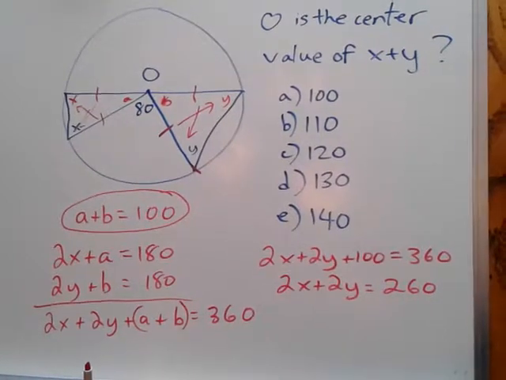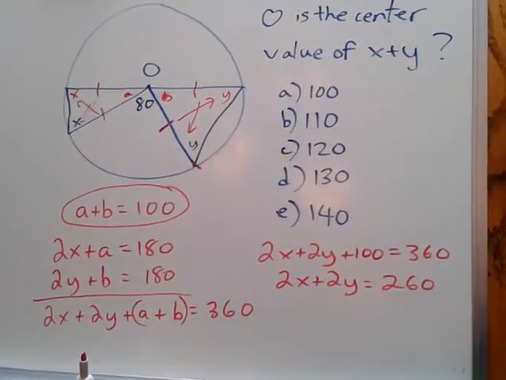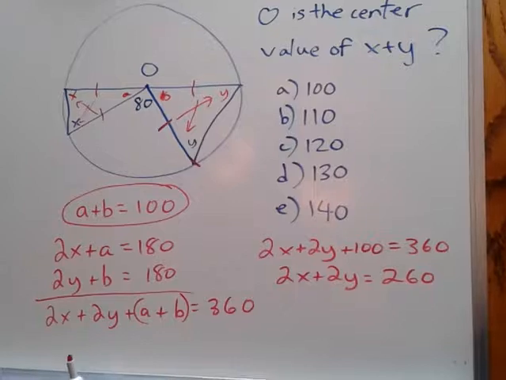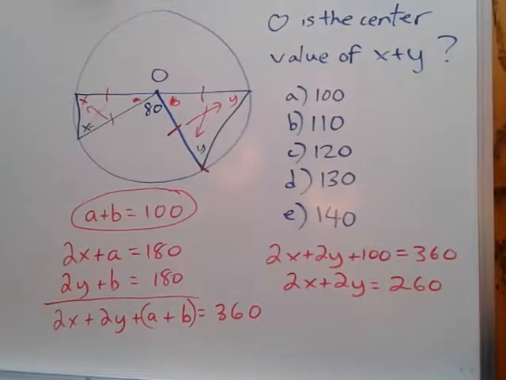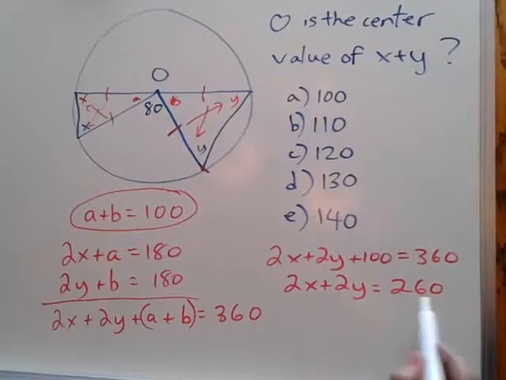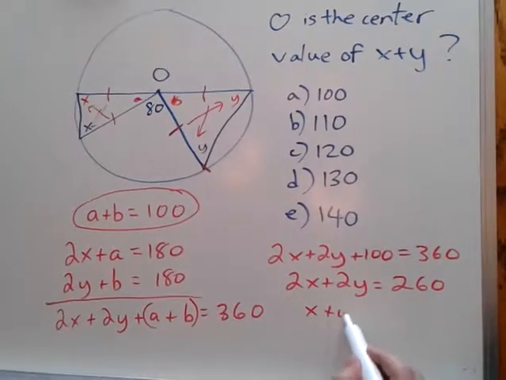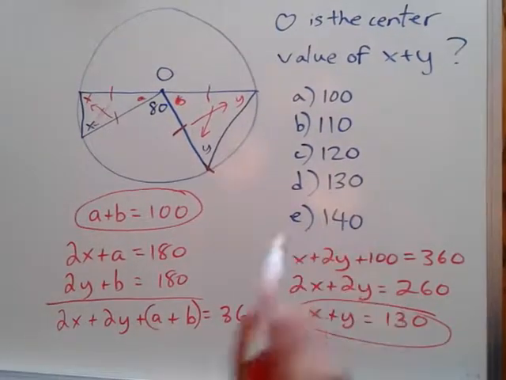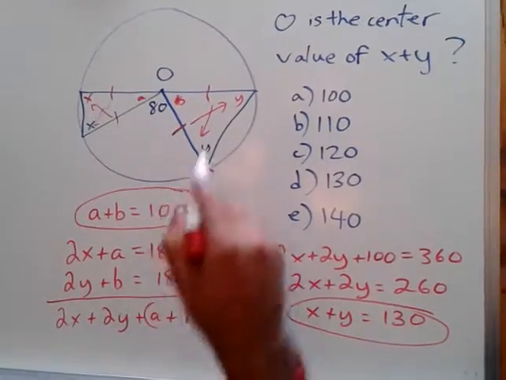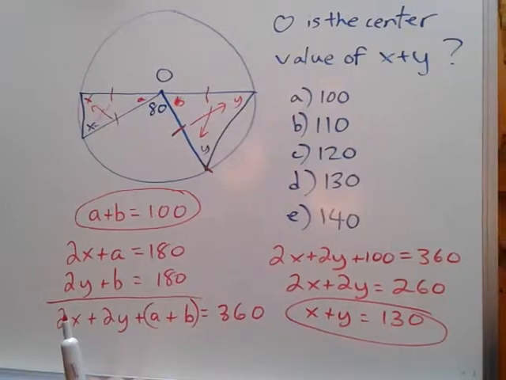So we're getting very warm. We don't want 2x plus 2y, we just want x plus y. But you could probably see here, if you divide each piece by 2, we should have it, right? If I divide every term by 2, x plus y is 130. And that's your answer.